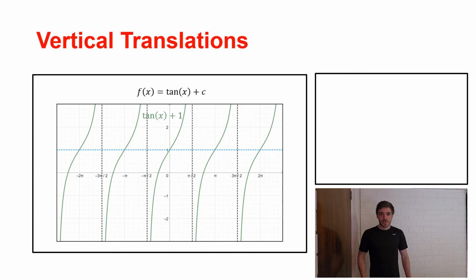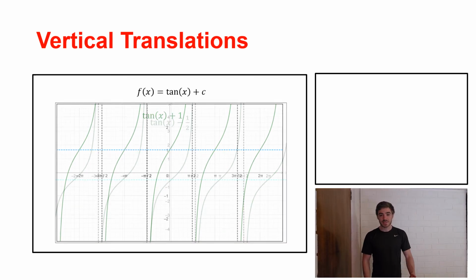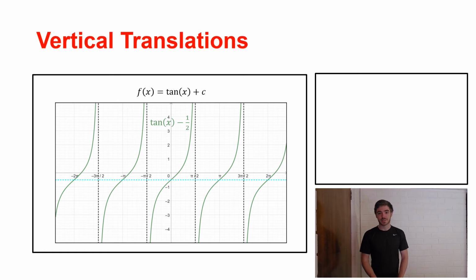But alright, if you have plus c, then your graph is shifting up by c. In this example, we have tan x plus 1, hence the graph is shifting up by 1. And you'll notice that the point of inflection also now occurs at y equals 1. If you have minus c, then your graph is shifting down by c. In this example, we have tan x minus a half, and once again, everything is shifting down by a half.